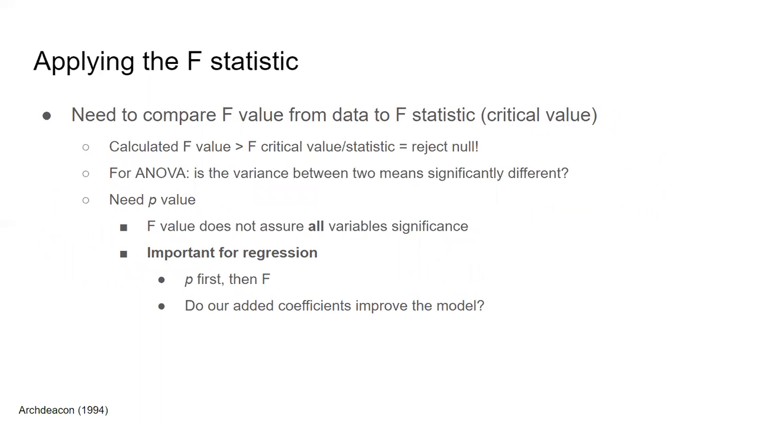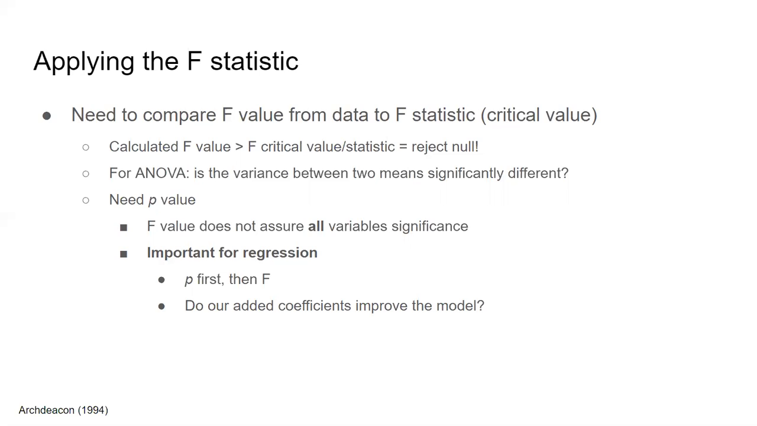In order to apply this F statistic, we need to compare the F value that we calculate from the data we have to the F statistic or critical value, also known as F crit. This is going to be a fixed value, which we'll find out how to find later. If our calculated F value is greater than F crit, we reject the null hypothesis. For our ANOVA test, this begs the question of, is the variance between the two means significantly different? If we reject the null, obviously we say that yes, they are significantly different.